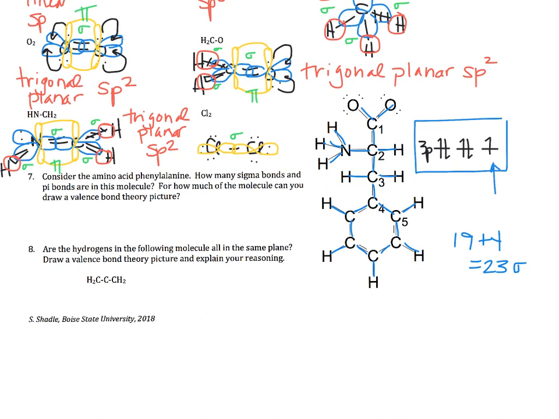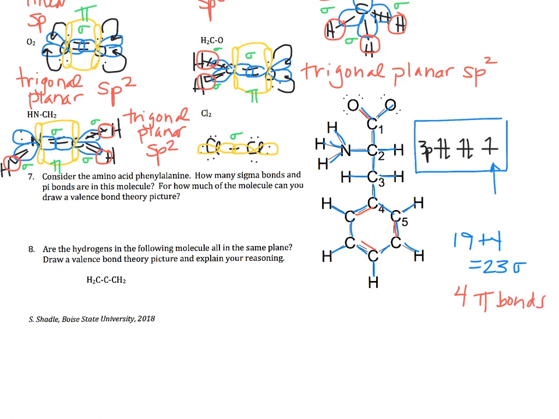But let's go back to our double bonds because the double bonds have pi bonds in there. The second bond is a pi bond, pi bond, pi bond, pi bond. So that means I've got 4 pi bonds. 23 sigma bonds, 4 pi bonds.